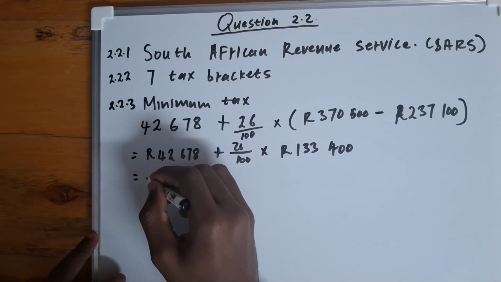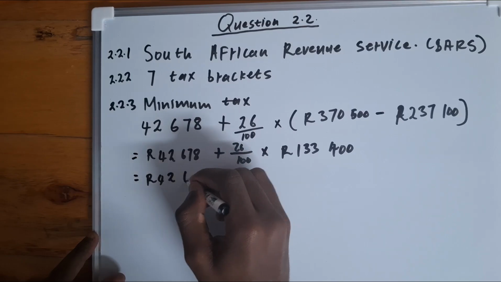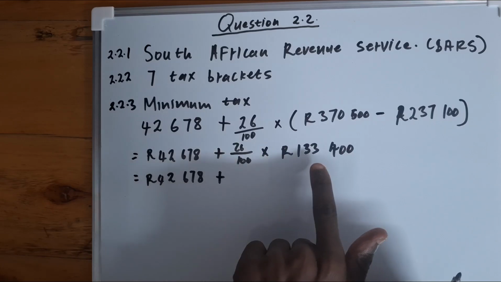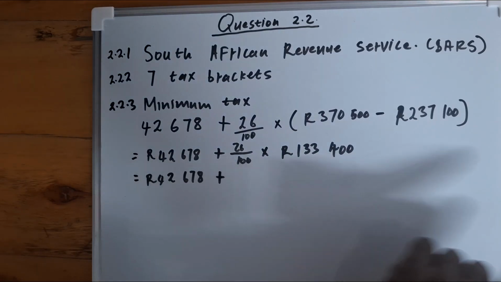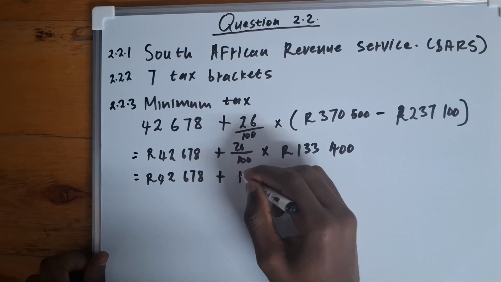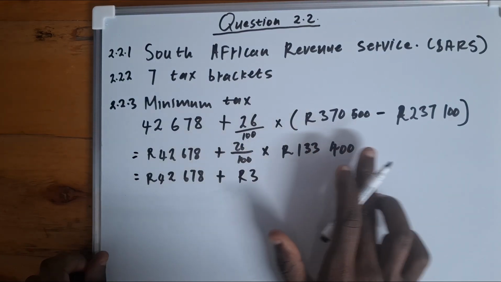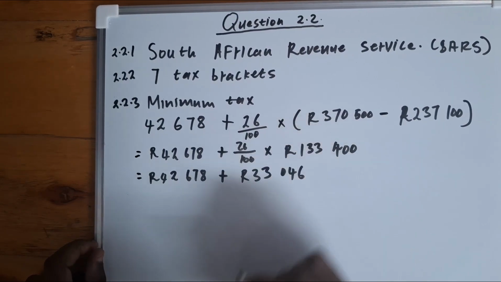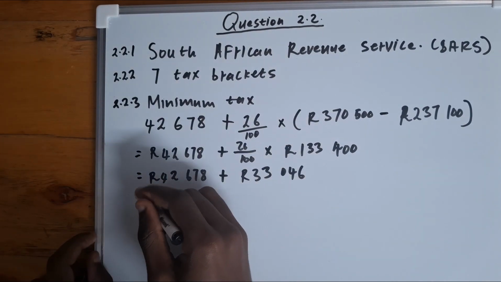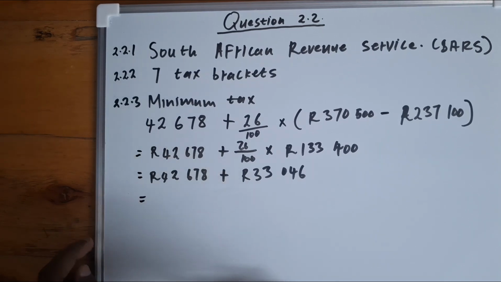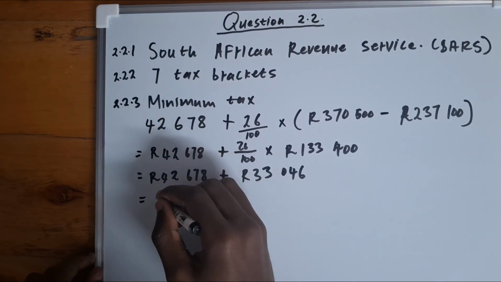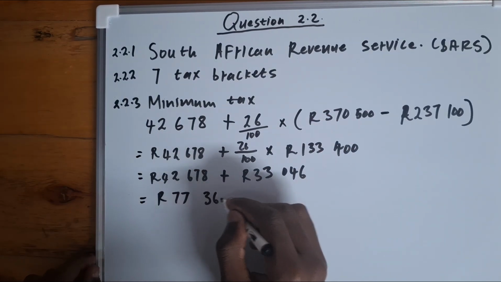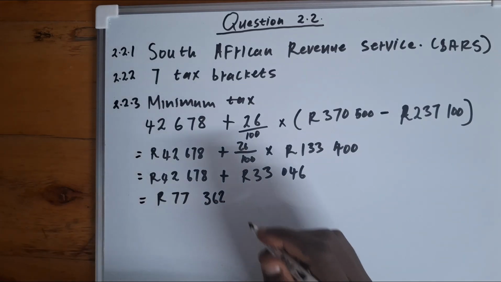So then we are gonna have to say 42,678 plus what's 26% of 133,400. It turns out it's 34,684. If you punch this in your calculator, it will give you 34,684, which is then, when we add these two together, going to give us our minimum tax of 77,362, which is what is wanted.